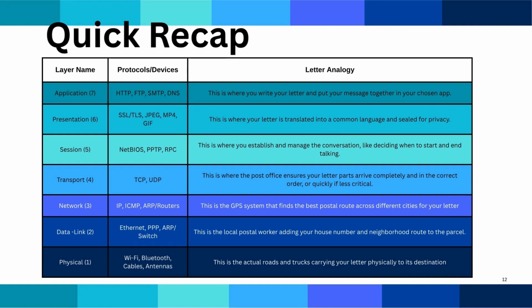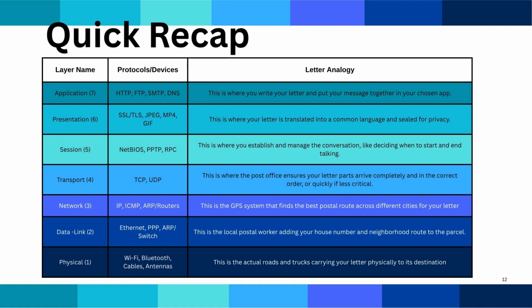And then the next one, we have the session layer, which sets up and manages the connection for your email, like arranging a delivery schedule with the email server using protocols like NetBIOS. And then we have the transport layer, which acts like a post office, breaking your email into packets and ensuring they arrive complete and in order with TCP or quickly with UDP.